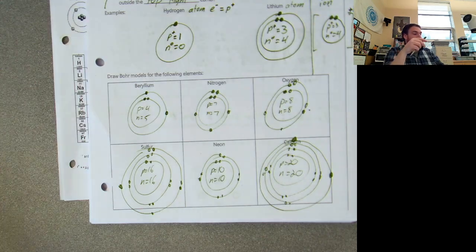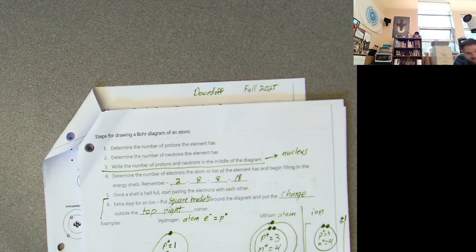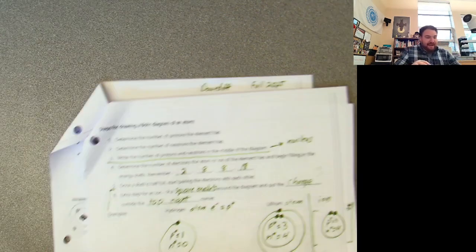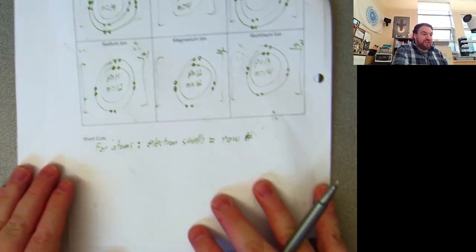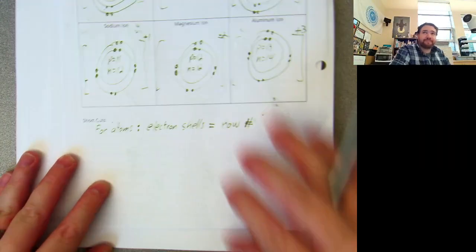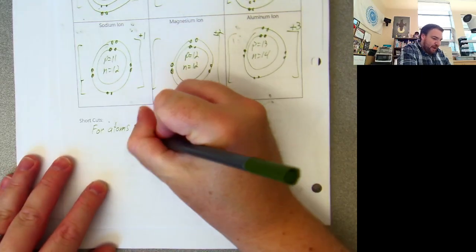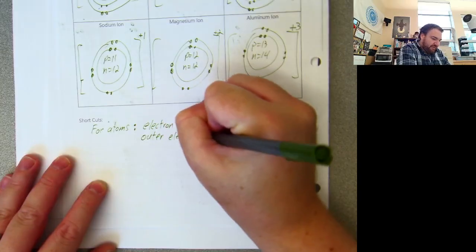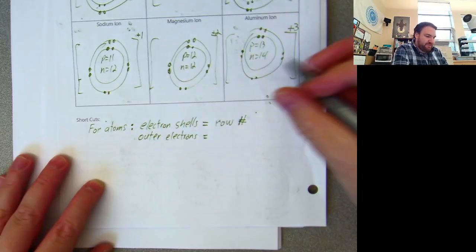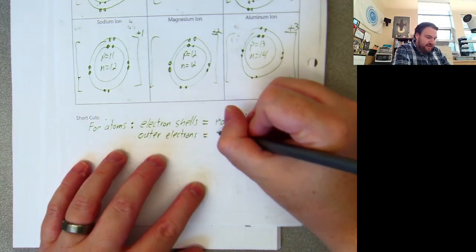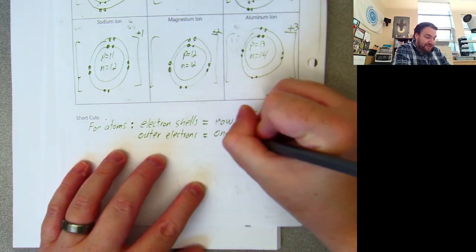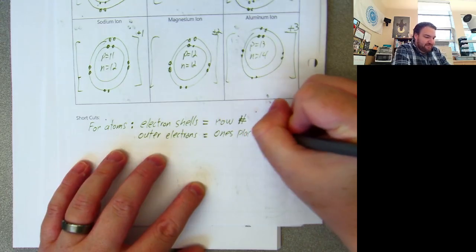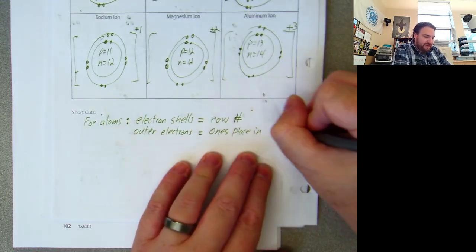So you can shortcut all of this and don't actually have to count anything by having it look like this. Let's go back and I'll write a shortcut down here for you. The electron shells are going to equal the row number. The outer electrons are going to equal the, we'll say the ones place in the group number.